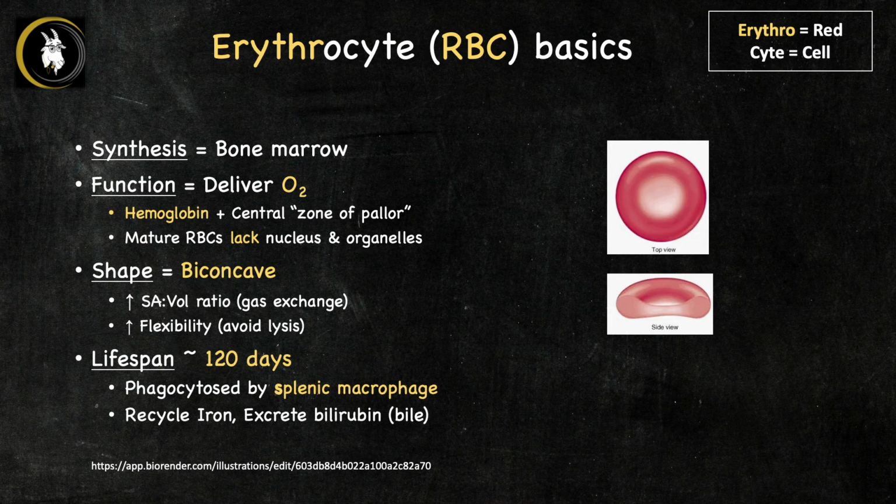And then finally, the average lifespan of a red blood cell is about 120 days. And what happens is that as they age, they lose this normal structure and flexibility. So eventually they get trapped in the spleen and phagocytosed by the splenic macrophages. The hemoglobin gets broken down for parts. The iron from heme is recycled for synthesizing new hemoglobin. And the rest of heme breaks down to bilirubin, which is sent to the liver to be excreted in bile.